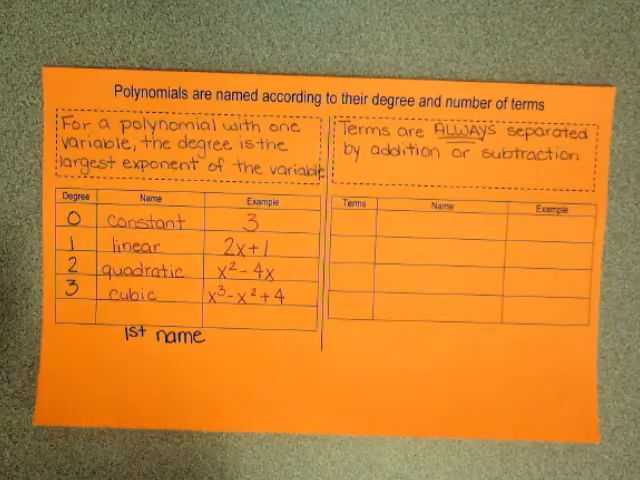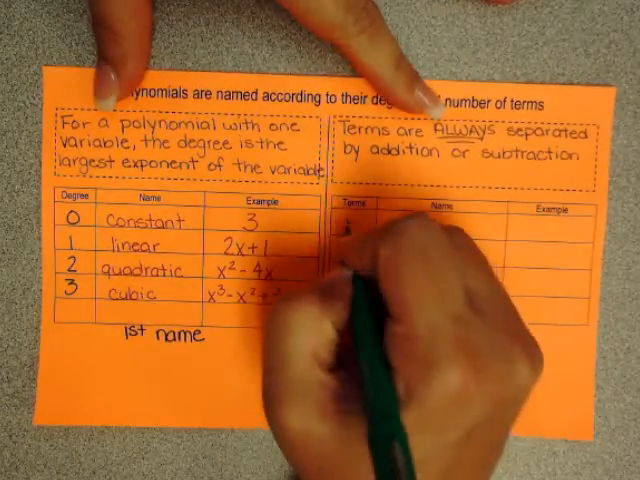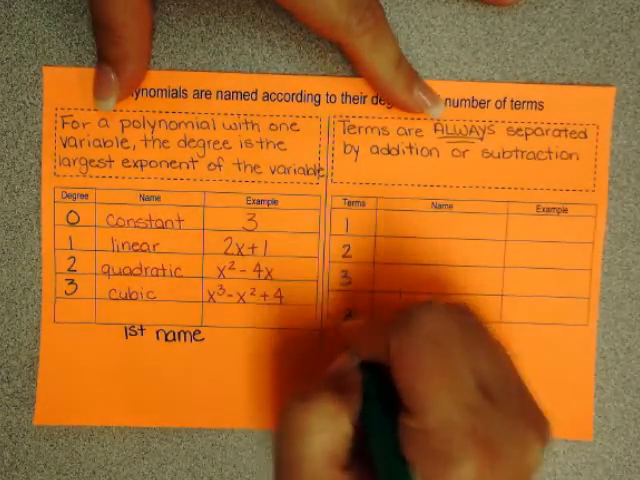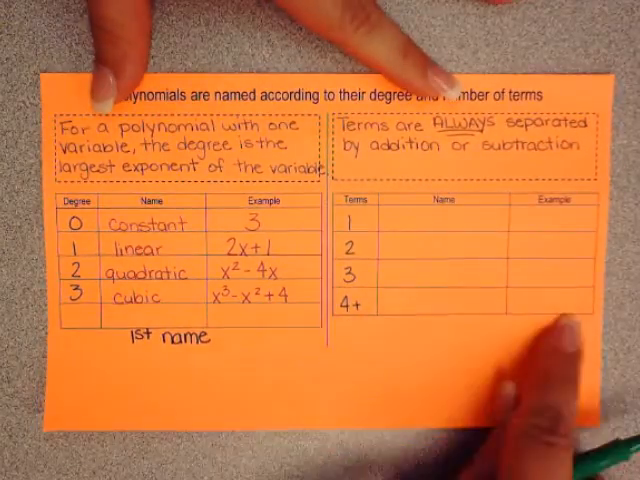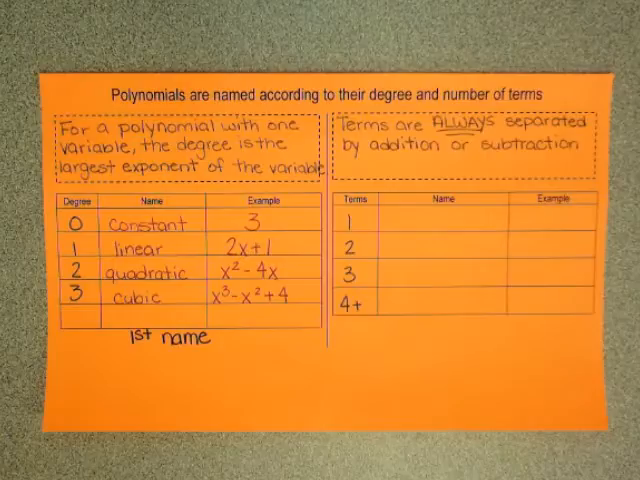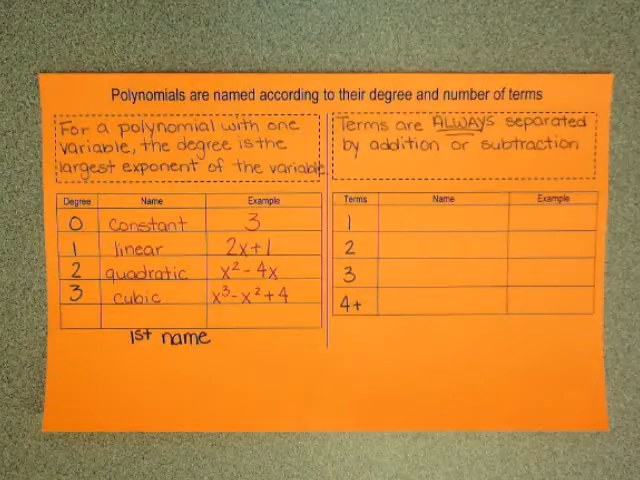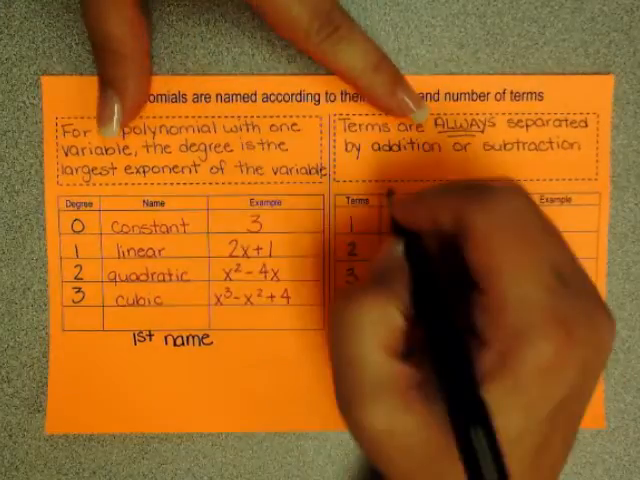So the terms we're looking at, of course, we're not looking at 0 terms because 0 terms is nothing. We're going to start with 1 term, then go to 2, 3, and then 4 and up. Okay, 4 and up goes into the same line. They all have the same last name. Okay, so if we have 1 and only 1 term, we have a monomial.